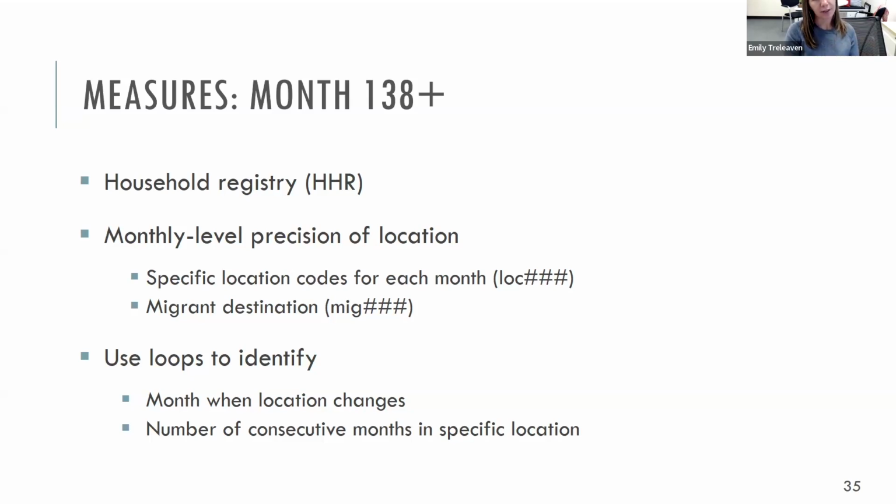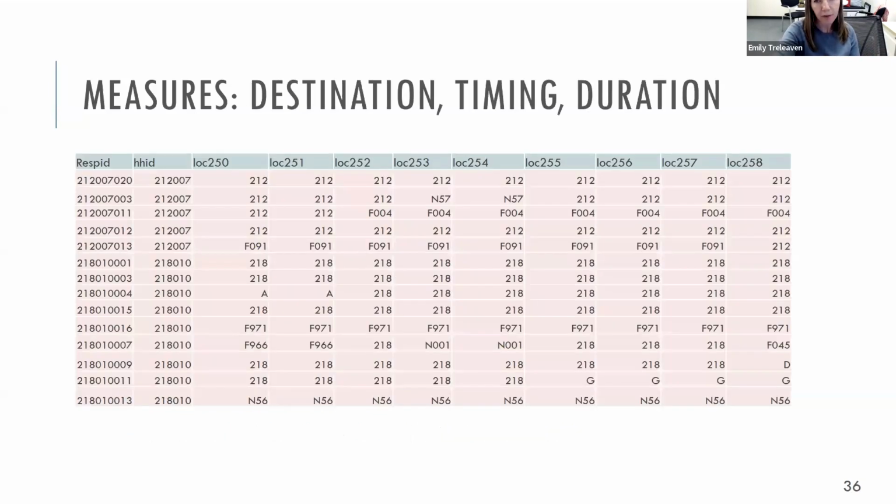So if a person is at the same location as their household in a given month, the migration variable, or MIG, with the HHR month number, would be blank, but it would have a value if they are in fact at a different destination. So an analyst could use loops to identify the month in which a person's location changes, or the number of consecutive months in a specific location. So I'll now go through some theoretical examples of how to generate these kinds of variables from the registry.